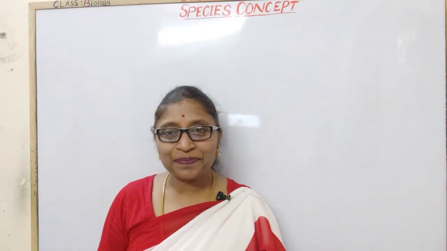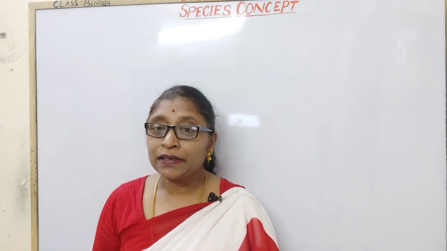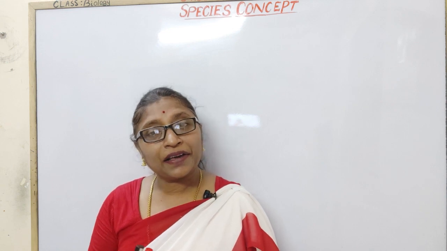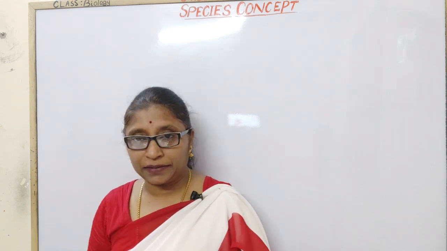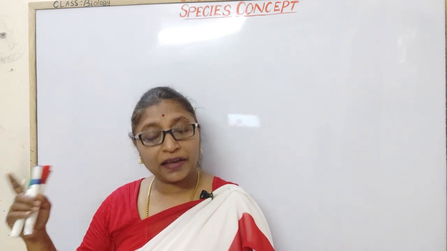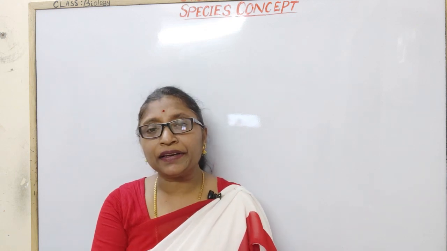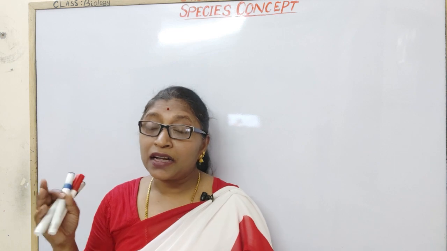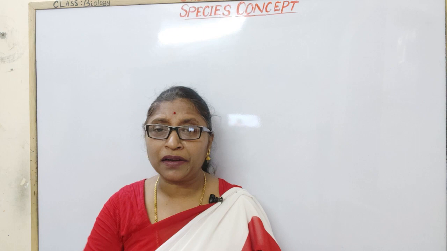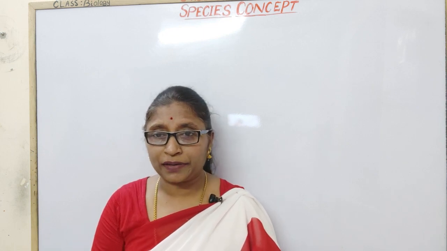Hello students. What we discussed in the previous session? We discussed the three domains of life. What are they? Archaea, bacteria and eukarya. We discussed that the prokaryotes, the Monera kingdom of the five kingdom system, are distributed in archaea and bacteria. The ancient bacteria are placed in the archaea domain and the eubacteria are placed in the bacteria domain.